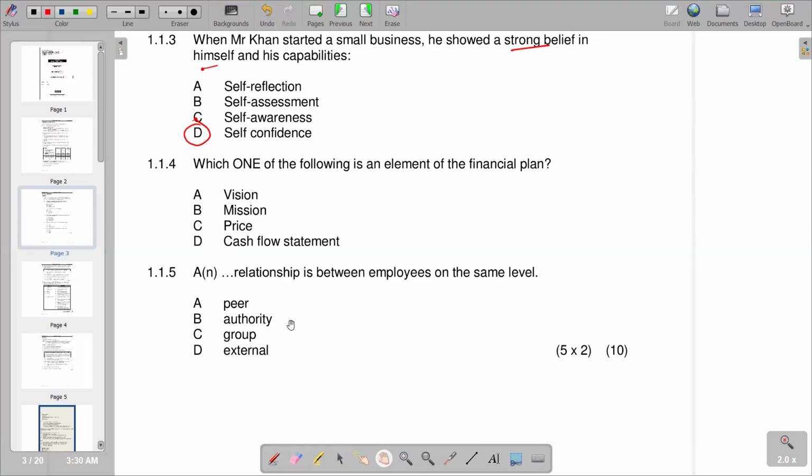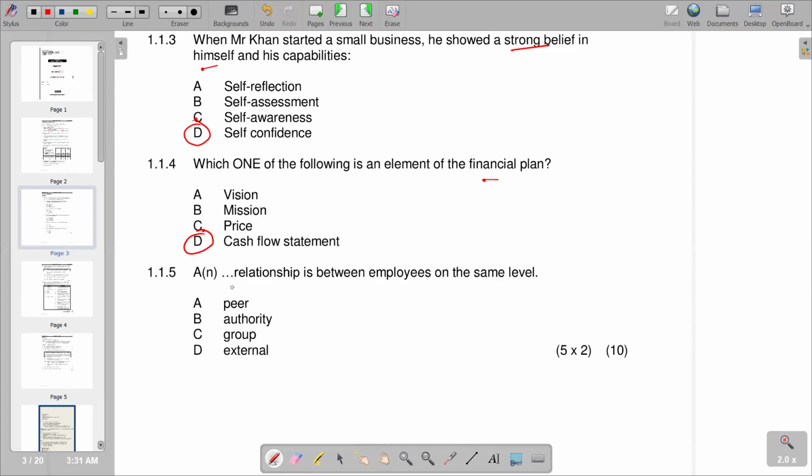Remember, cash and cash equivalents describe any cash movement and anything that is equivalent to cash moving in and out of the business. So this is the explanation of a cash flow statement. A cash flow statement is the correct answer, explaining an element of a financial plan. We have a cash flow statement, D.